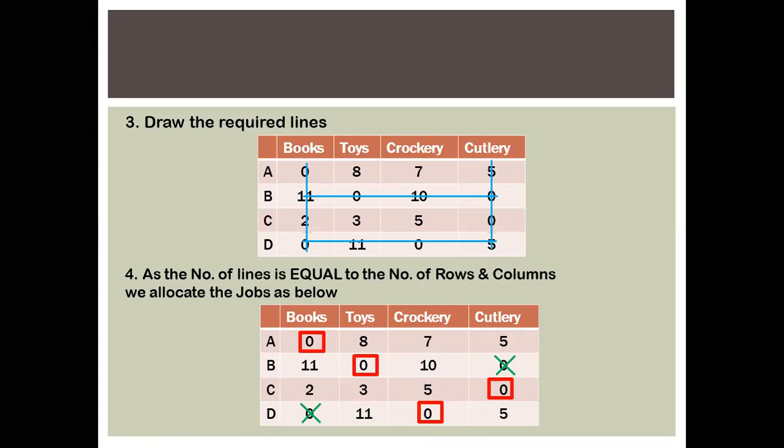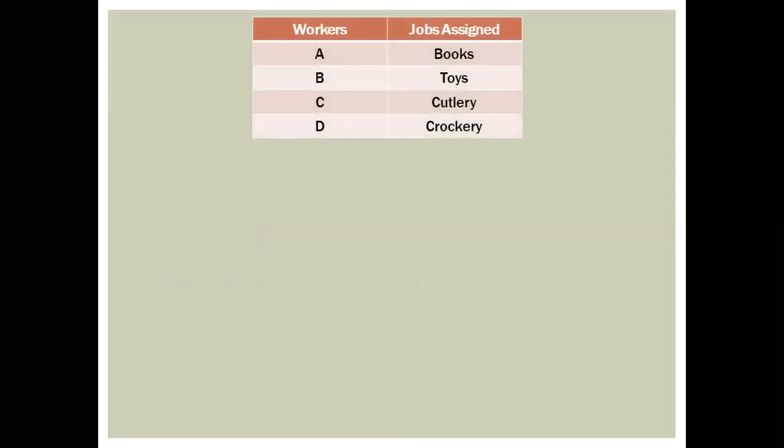So we had 4 workers, we had 4 jobs. So class, what is the conclusion? Every worker has a job and no job is repeated. So finally, coming towards the end of the sum, you have to draw a table like this. Workers A, B, C, D and the jobs which are assigned to them. A was given the assignment of books packing. B was given the assignment of toys packing. C was given the job of cutlery packing. And D is given the job of crockery packing.